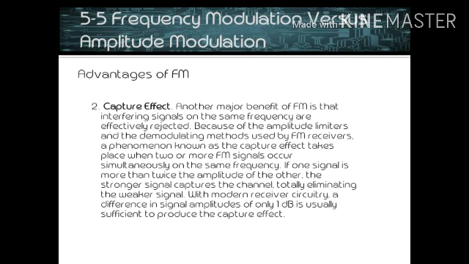Now for letter 2, the advantages of FM: the capture effect. Another major benefit of FM is that interfering signals on the same frequency are effectively rejected because of the amplitude limiters and the demodulating methods used by FM receivers. A phenomenon known as the capture effect takes place when two or more FM signals occur simultaneously on the same frequency, if one signal is more than twice the amplitude of the other. The stronger signal captures the channel, totally eliminating the weaker signal. With modern receiver circuitry, a difference in signal amplitudes of only 1 decibel is usually sufficient to produce the capture effect.